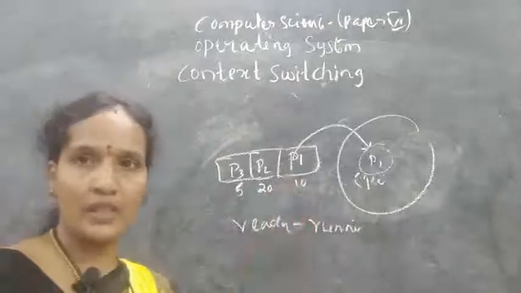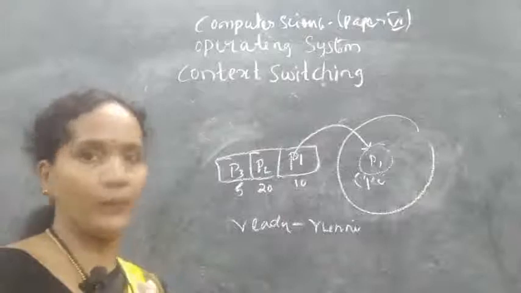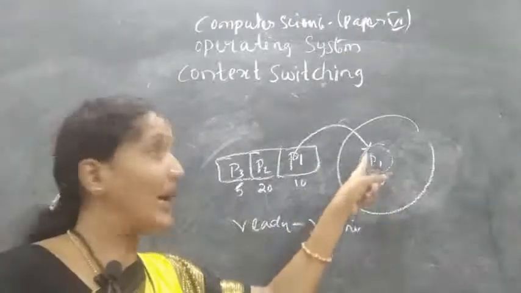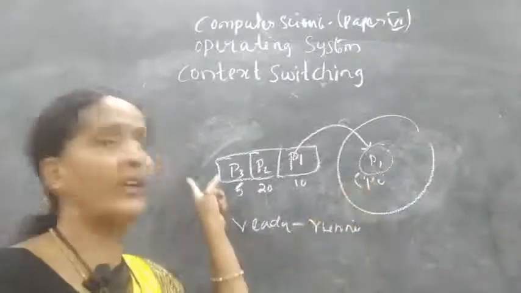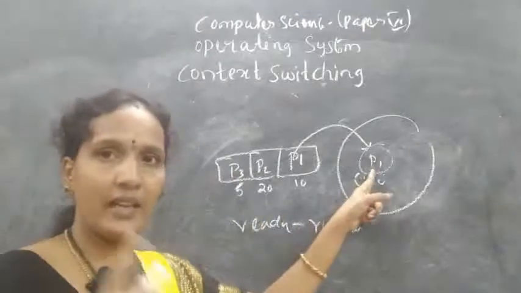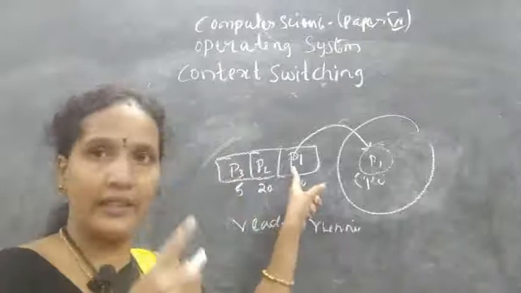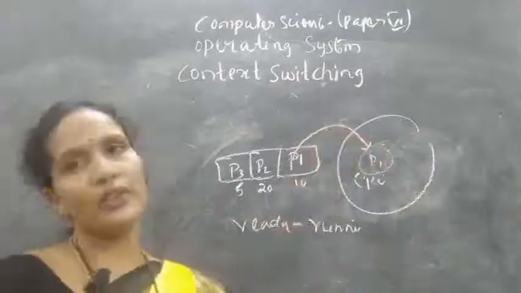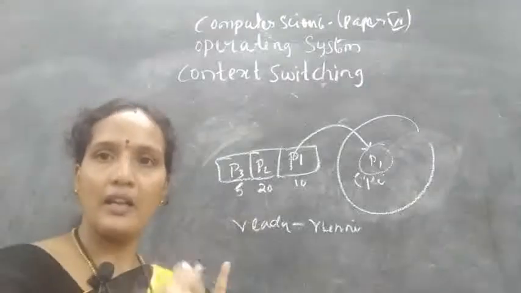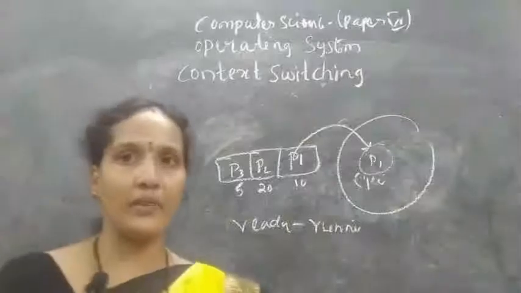So, using context switching, what we are doing is removing a running process from the CPU and making that process wait in a queue. Whichever process is in the running state is moving to the ready state, and whichever process is in the ready state is moving into the running state. Understood all of you? Moving from running to ready. Clear?